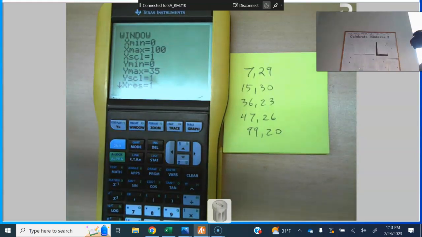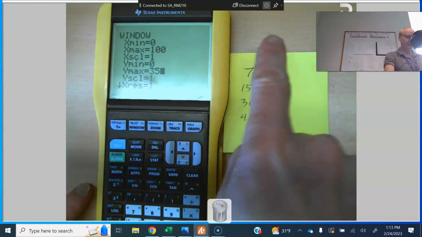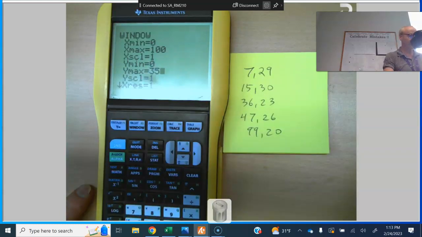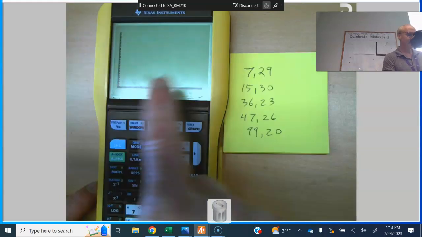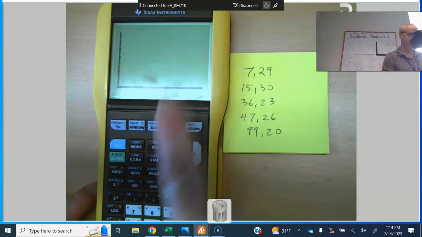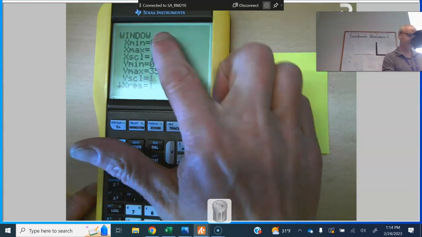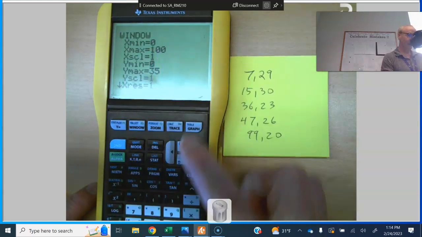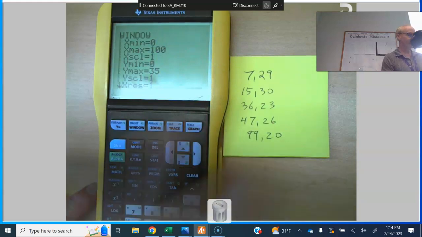Now, when I graph this window, it's going to go from 0 to 100 for X, and 0 to 35 for Y. We call this quadrant 1. Almost everything in real life is in quadrant 1. There's very few negative values in real life, usually. If you look at your graph, nothing's happening, but this goes from 0 to 100, and this goes from 0 to 35, because that's how I put my window. X goes from 0 to 100, Y goes from 0 to 35, and when you graph it, you can see it.